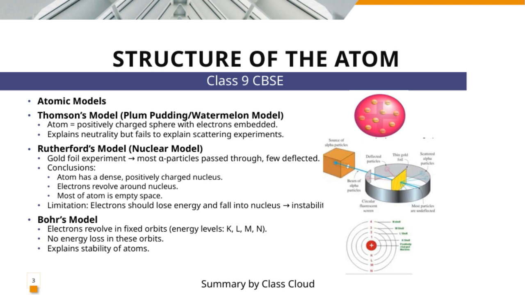That brings us to Bohr's model. Bohr proposed that electrons revolve around the nucleus in specific, fixed orbits or energy levels, which he labeled as K, L, M, and N. Electrons do not lose energy in these orbits, which explains why atoms are stable. This model was crucial because it helped us understand how atoms emit or absorb specific amounts of energy, corresponding to transitions between these levels. So, in summary, each of these models contributed to our evolving understanding of atomic structure, moving from the idea of a uniform positive sphere to a more complex picture with a nucleus and fixed electron orbits.